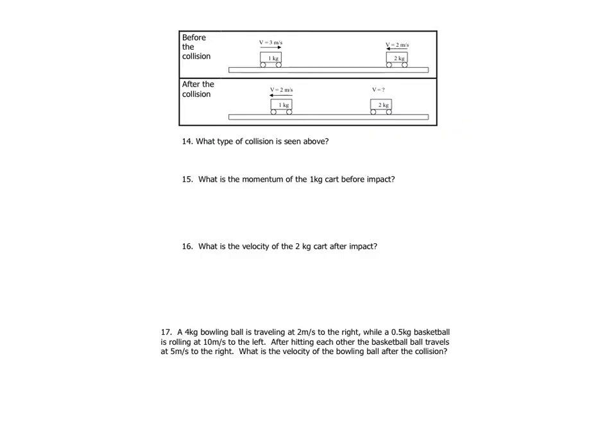On the back, number 14, I've got a collision between two carts showing me before and after. I want to know what type of collision is seen above. Well, I see two carts that are going to come together, and afterwards they're separated. So when two carts collide and separate, that is an elastic collision. Number 15, I want to know the momentum of the 1 kilogram cart before impact. And number 16, I want to know the velocity of the 2 kilogram cart after impact.